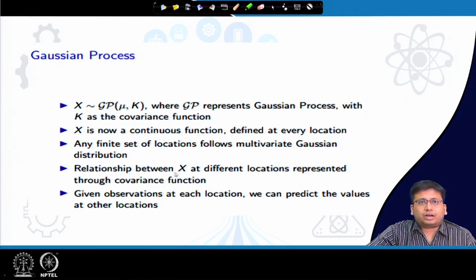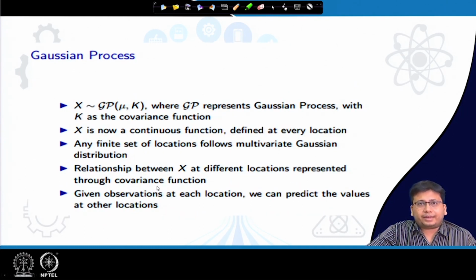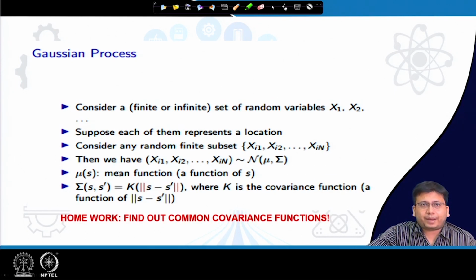Now the relation between x at different locations or different times is represented through this kind of covariance function. So what is achieved by this Gaussian process? What is achieved is as follows. Once you have parameterized this mu and k, you can sample the value at any particular point.